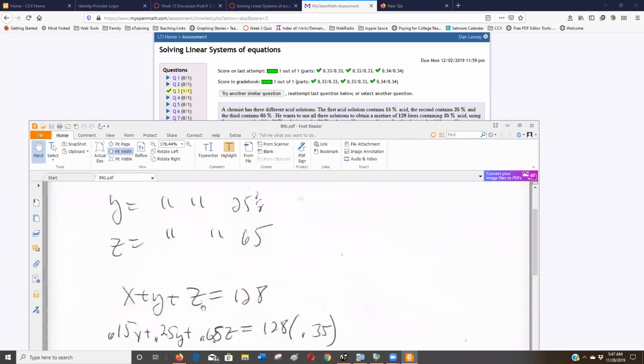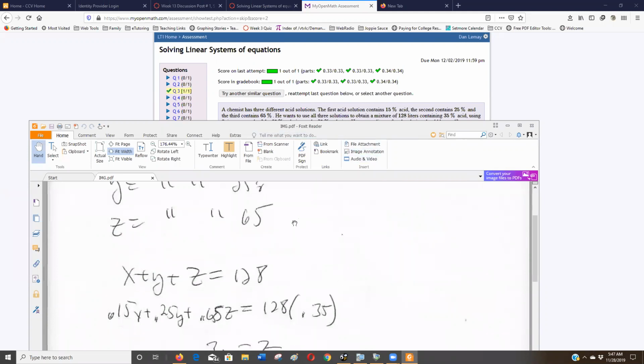And I know that X plus Y plus Z has to be 128 because he told me that. And then this is the amount of acid equation that I wrote: 0.15 of the X stuff and 25% of the Y stuff plus 65% of the Z stuff has to equal 128 times 0.35.